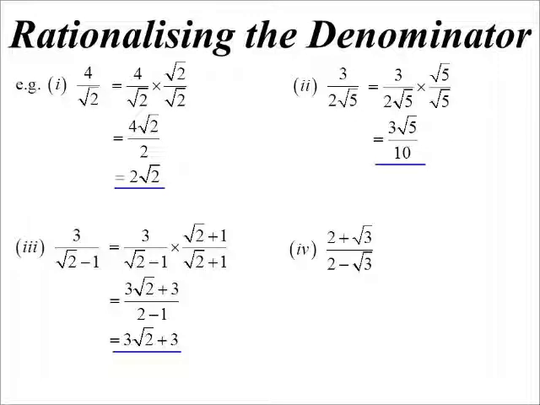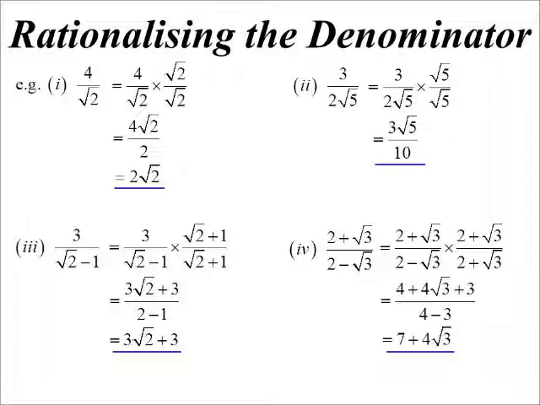2 minus root 3. That's a classic question. So the top of the fraction, we get the perfect square. Bottom of the fraction, we get the difference of 2 squares. Once again, it's ended up with 1. Of course, it doesn't always end up with 1. 7 plus 4 root 3.